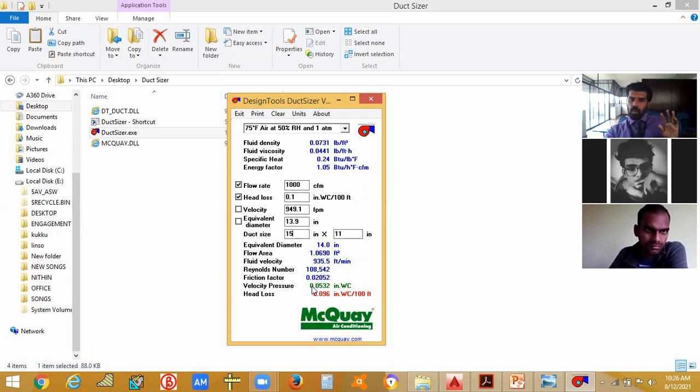So if you need to know what the different properties are, you can choose it directly from this software. Understood what I'm saying? So you can give the flow rate with head loss, or you can give flow rate and velocity. You will be getting the head loss and all those things. You can give any two values in which the flow rate is mandatory.